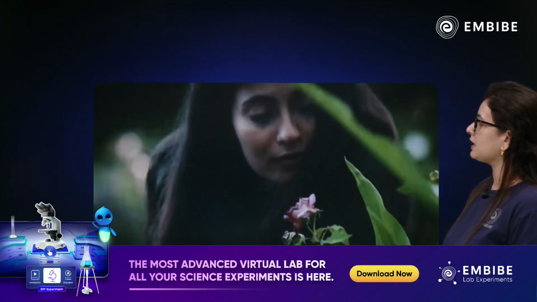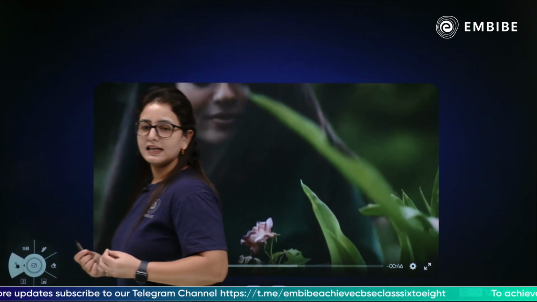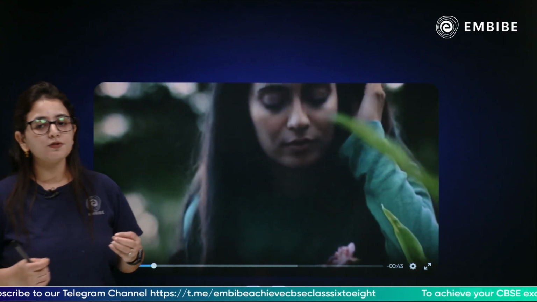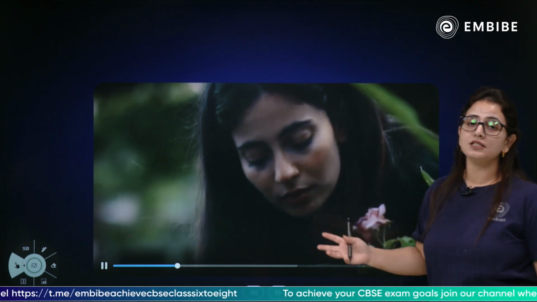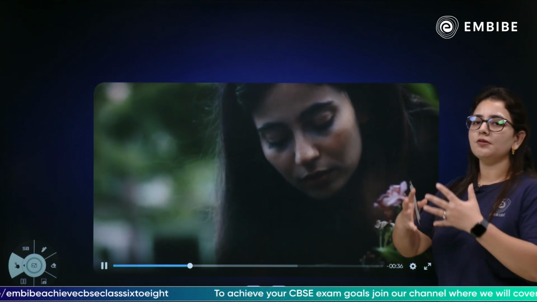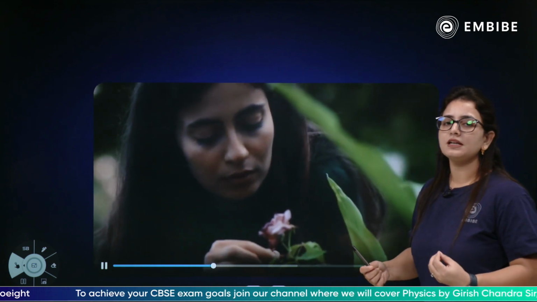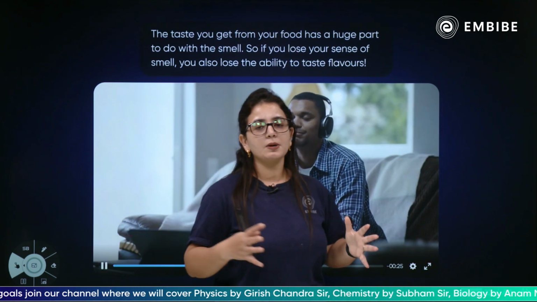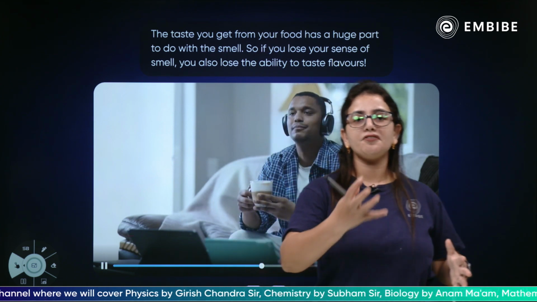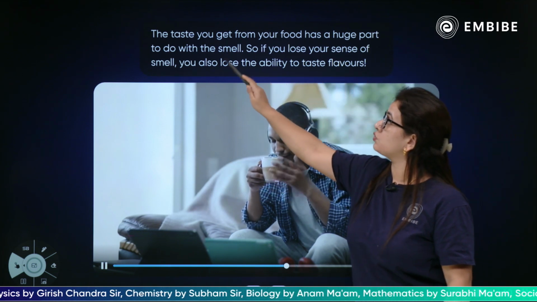So children, talking about more, what is this? This is inhaling and exhaling. Whenever we like the fragrance of something, especially flowers that smell amazing, we keep breathing in and breathing out, because it just heals our soul. Your drinks and your food smell amazing, and this is all because you can inhale the fragrance coming out of it. The taste you get from your food has a huge part to do with the smell.